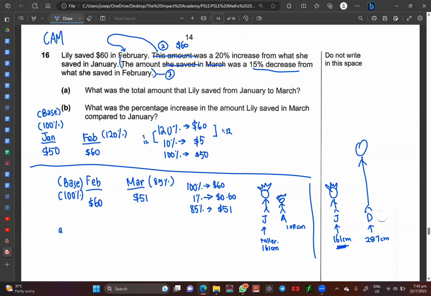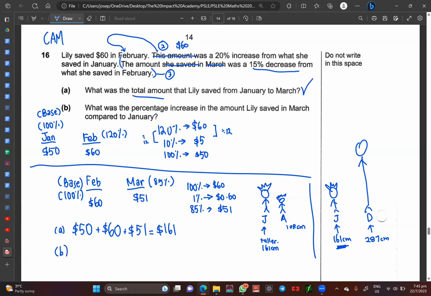Answer A. A says what? What was the total amount? The total amount is January, $50, February, $60, March, $51. When you add them up together, you get $161. Okay, so this part is that. Now, and then for B, right?